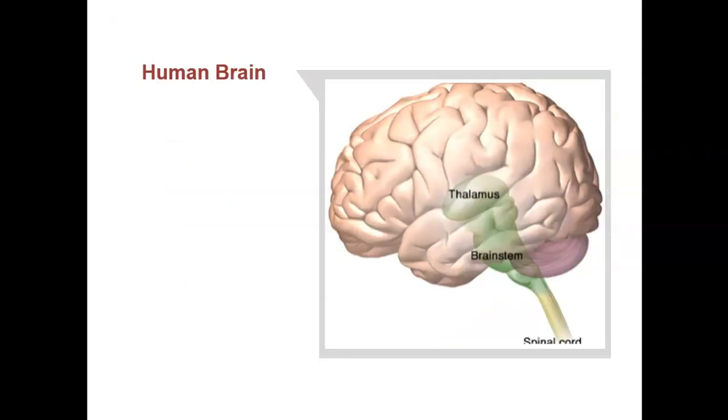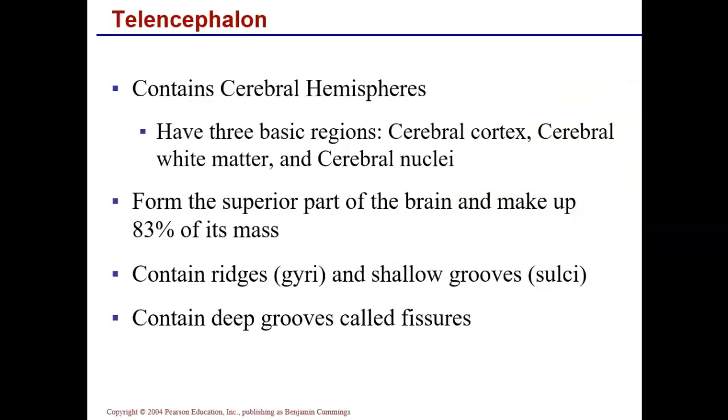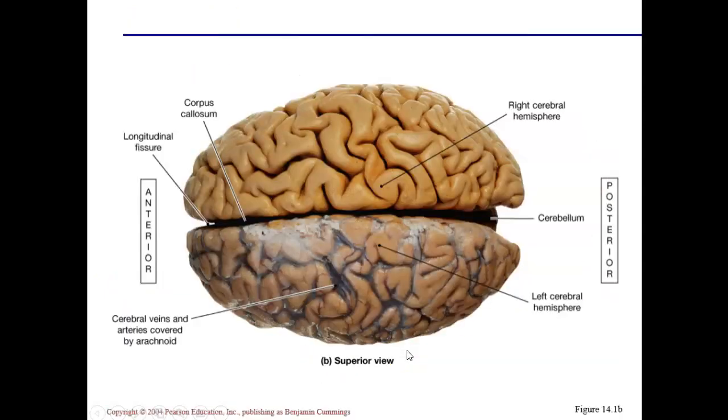Now let's go back. We could see here that the telencephalon, so basically the cerebral hemispheres, are going to form the superior part of the brain, and they make up 83% of the mass of the brain. So by mass, they make up the majority of the brain. They're going to contain ridges called gyri and grooves called sulci. And then the deep grooves are called fissures. So let's take a look.